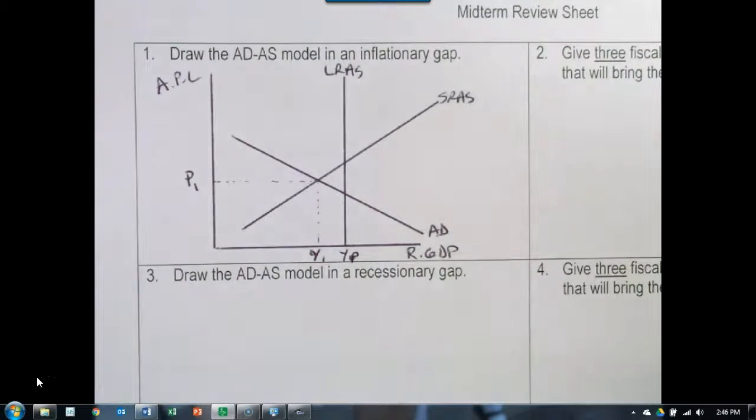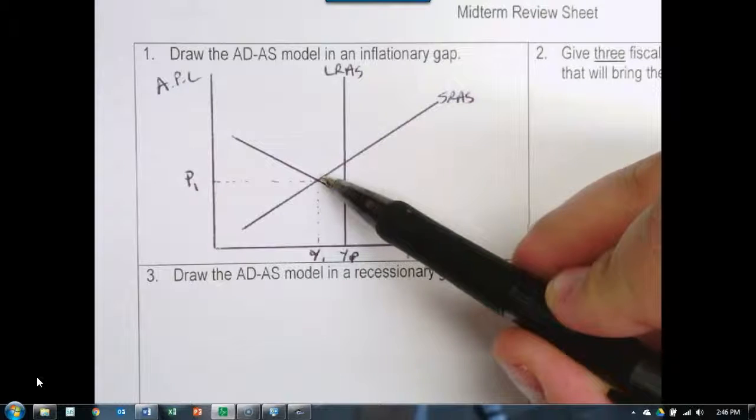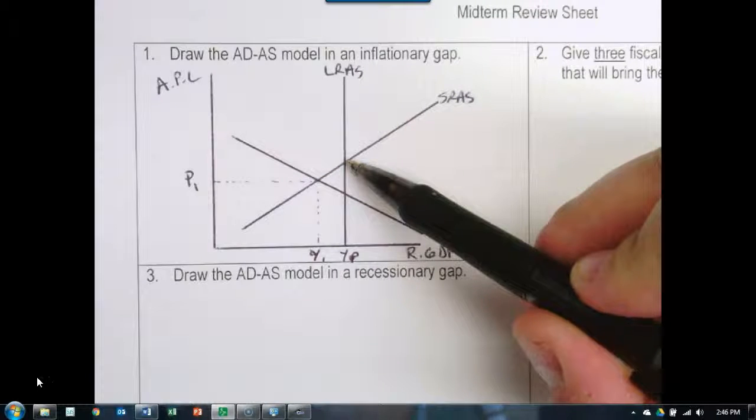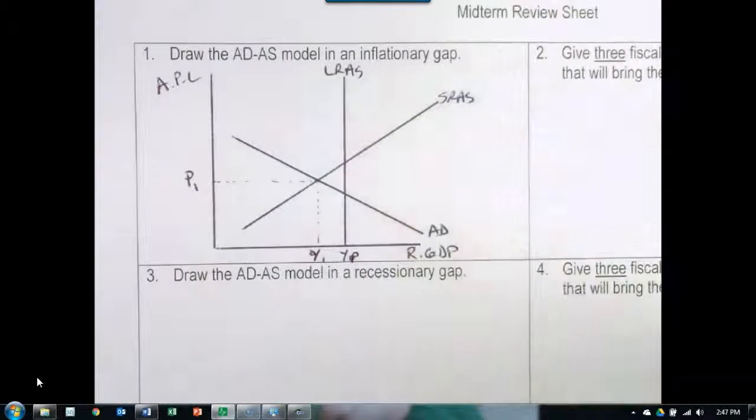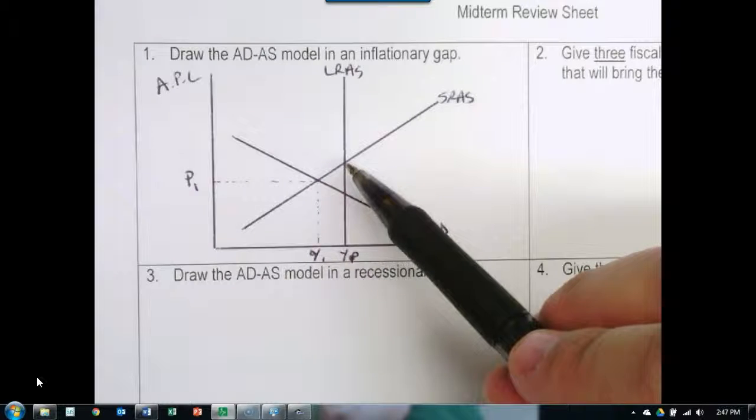One is to have government intervention. That's either fiscal or monetary policies like decreasing taxes and increasing spending, which would cause aggregate demand to shift to the right, or maybe it's monetary policy like lowering interest rates that would also cause aggregate demand to shift to the right and get us at a slightly higher price level, but back to full employment.